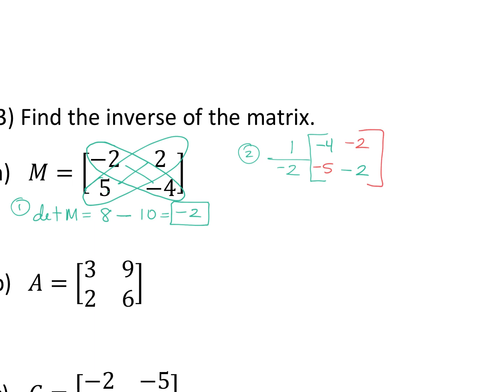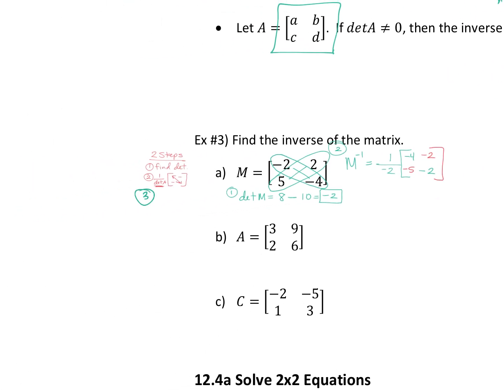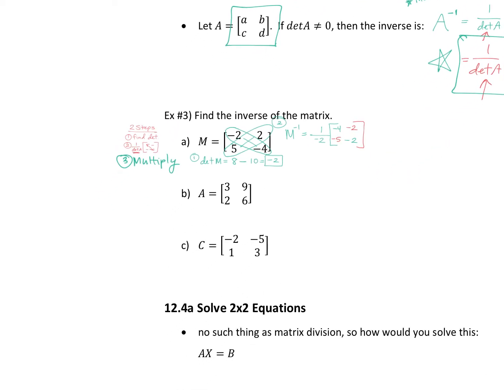Okay, now think about what this is. I'm going to erase my little 2 here just so you can see, I want to put this out in front. This is the inverse of m, right? So the inverse of m equals a negative 1/2 times that matrix. Now you actually multiply it. Maybe we should put that as our third step, multiply. So you don't just stop right there, okay?